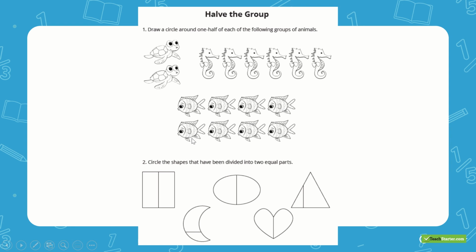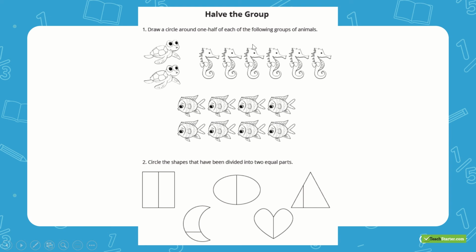Okay, see if you can do this with me. Halve the group. Number 1, draw a circle around 1/2 of each of the following groups of animals. You'll need to have a look at the animals and then divide them into half. So you just circle half of it. For example, if you had these 2 turtles, then if you halve that, that would be 1 turtle. So you would draw a circle around the 1 turtle. If you had these seahorses, then there's 1, 2, 3, 4, 5, 6, and then you split them into 2 groups or 1/2. Then have a think about, what would be half of these seahorses?